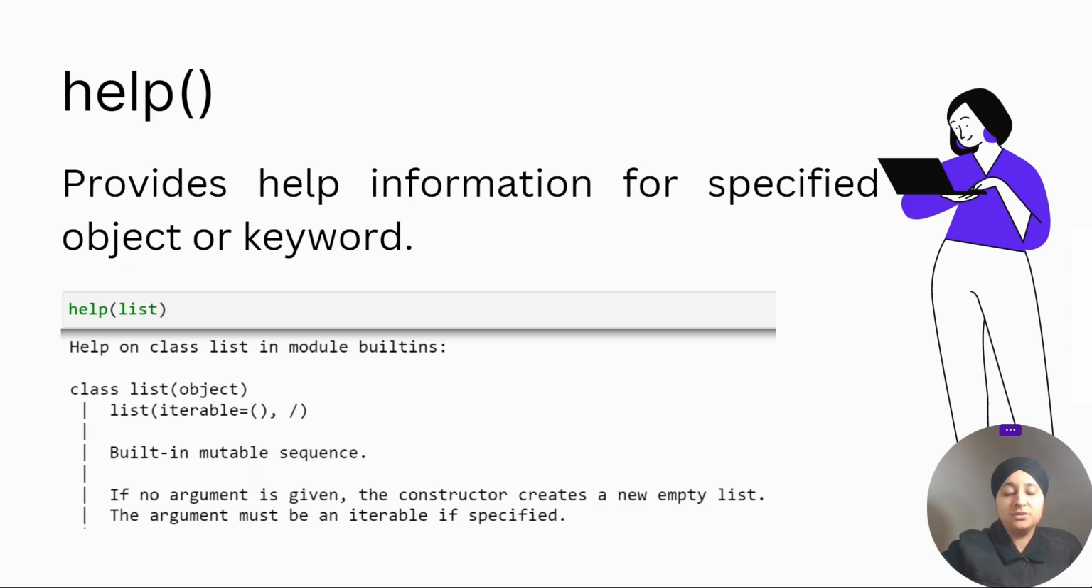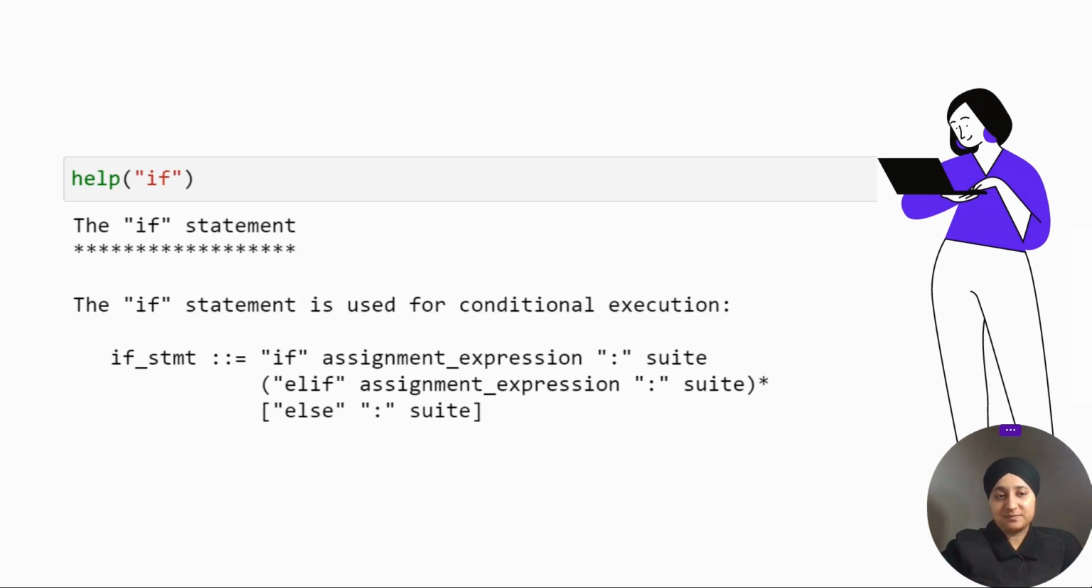So help, this is very useful as well. It provides help information for a specified object or keyword. So help, within parentheses, I am passing list as an argument. It is going to give me details on the topic or keyword or the data structure list. So help, and within quotes I'm passing if. What is if? It is giving me the details of the if statement.